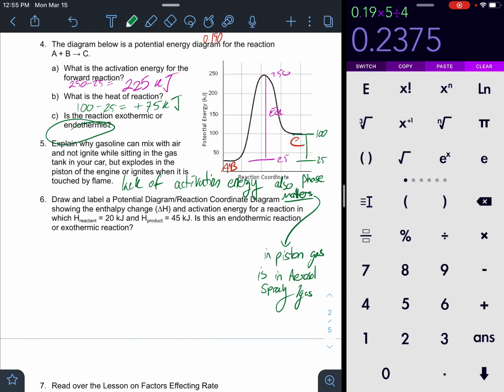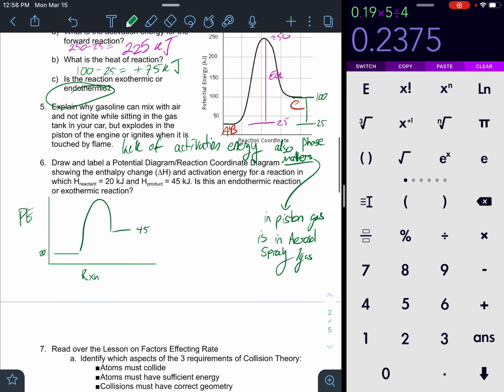Okay, draw and label a potential energy diagram, a reaction coordinate diagram, showing the enthalpy change and the activation energy for this reaction. So the reaction looks like this. And just go reaction, and then this is our potential energy. We have an enthalpy of reactants that is only 20 kilojoules. So let's put that down here, 20. And then the products are 45. So we're expecting something that looks like that.